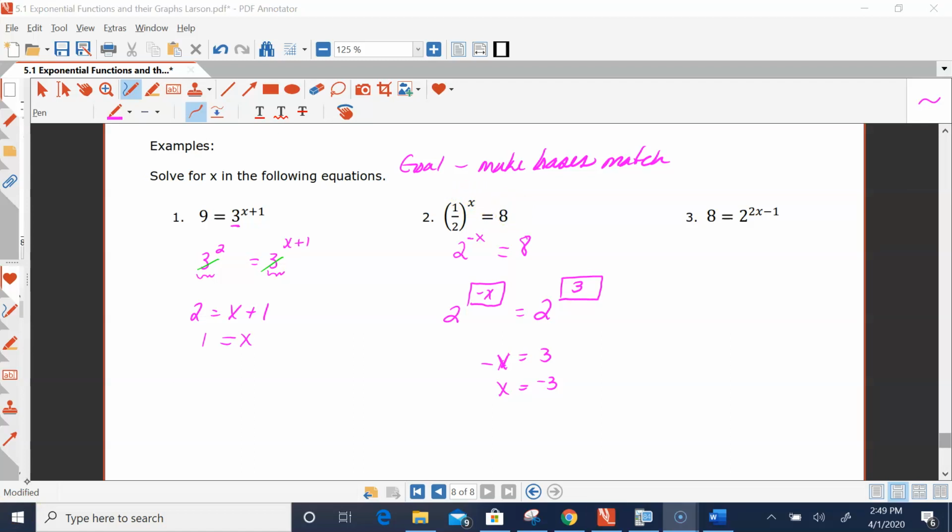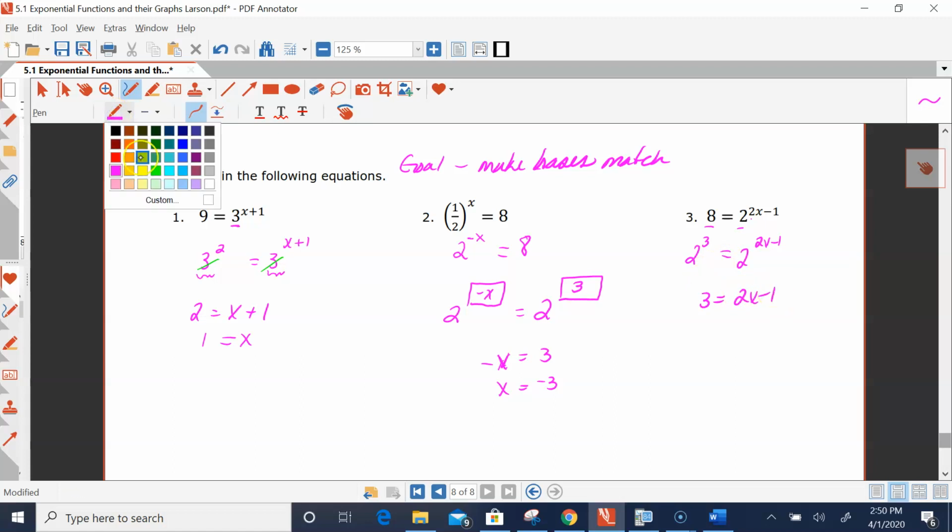This third one might be a little bit easier for you. Let's play the game of make the bases match. The base on the left side is 8. The base on the right side is 2. Is there any way to write 8 as a base of 2 to a power? Well, we just saw earlier that 2 to the third power is equal to 8. So notice by doing that, both of my bases match. And when the bases match, the one-to-one property says the exponents must be equal.